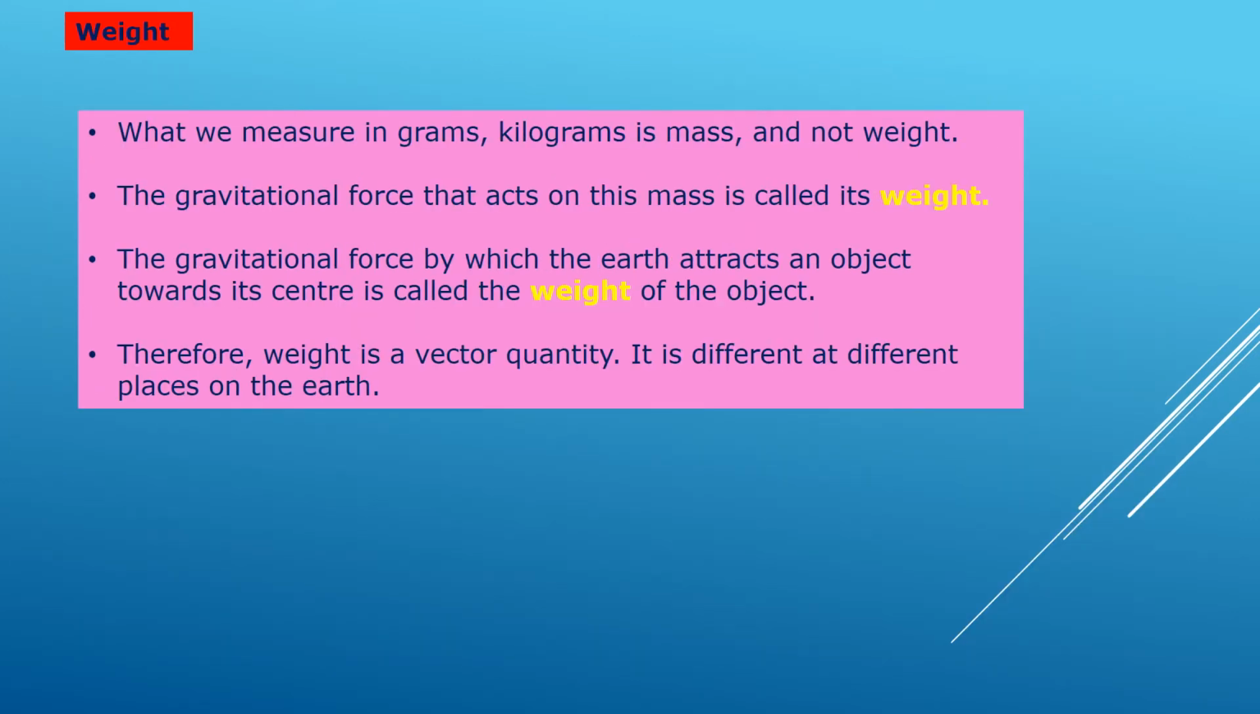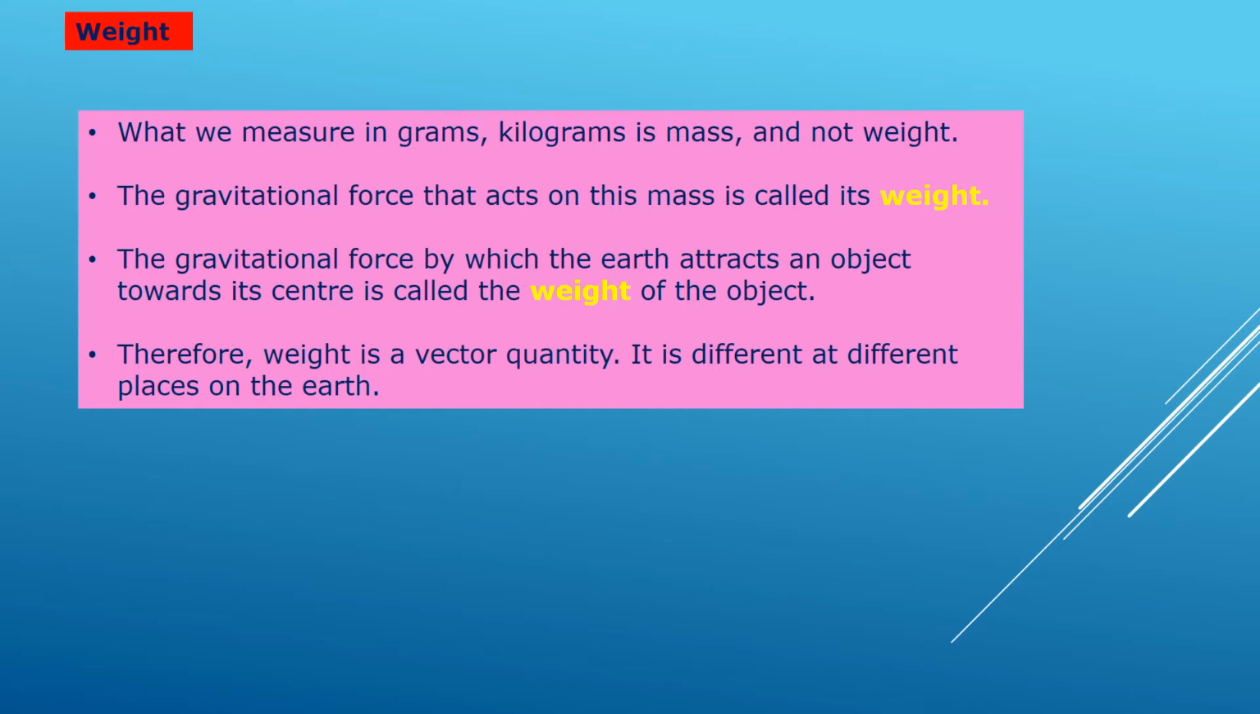Now let us see, children, the concept of weight. What we measure in grams and kilograms is mass and not weight. The gravitational force that acts on this mass is called weight. In short, we can say that weight is the product of mass and gravitational acceleration, that is W = M × G.